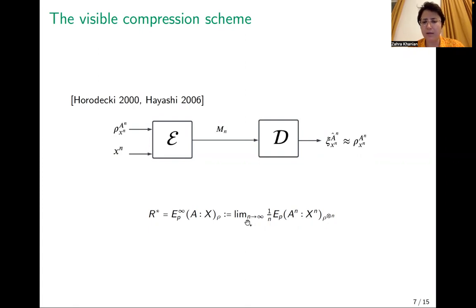So we have some limiting quantity here. For n converging to infinity, if we have the entanglement of purification between A^n and X^n, which is the classical variable of the ensemble, then the regularized version is defined here.